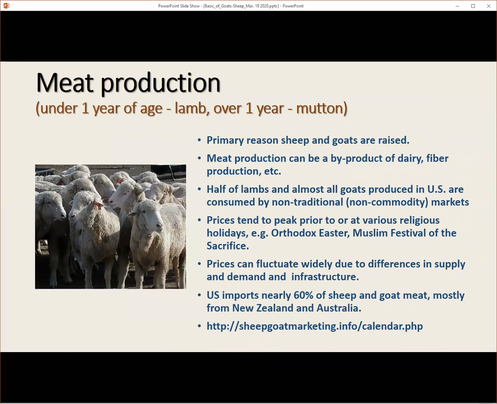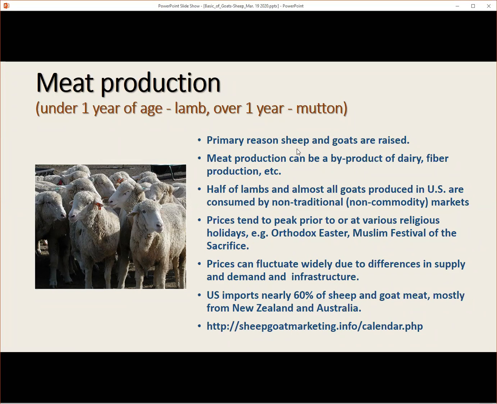Meat production, I want to just mention, I raised and marketed lambs for 18 years. And so lamb is any animal under 1 year of age. And typically in the United States, most of our lambs are marketed around 9 to 10 months. Over 1 year, that is mutton. It is not lamb. An old sheep is not a lamb, it's mutton.